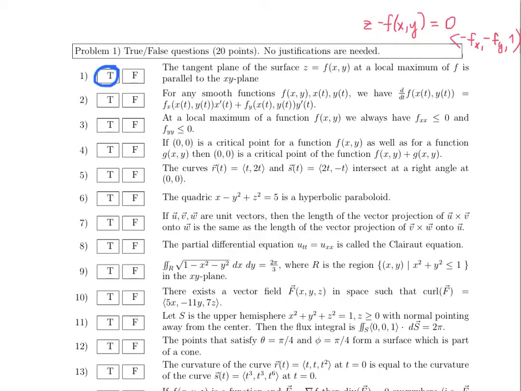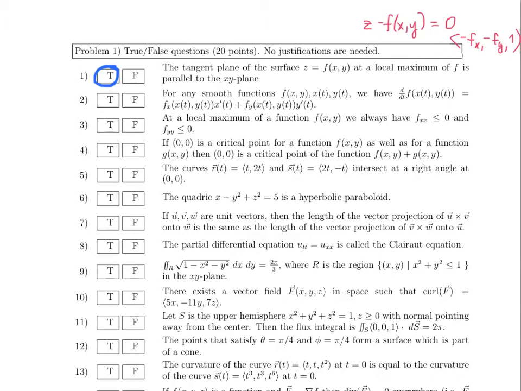But of course, we're at a local maximum of f. So the partial of f with respect to x at this point and the partial of f with respect to y at this point are both 0, meaning our normal vector at this particular point is going to be 0, 0, 1, pointing straight up in the z direction, which means that the tangent plane itself is going to be horizontal, or parallel to the xy plane.